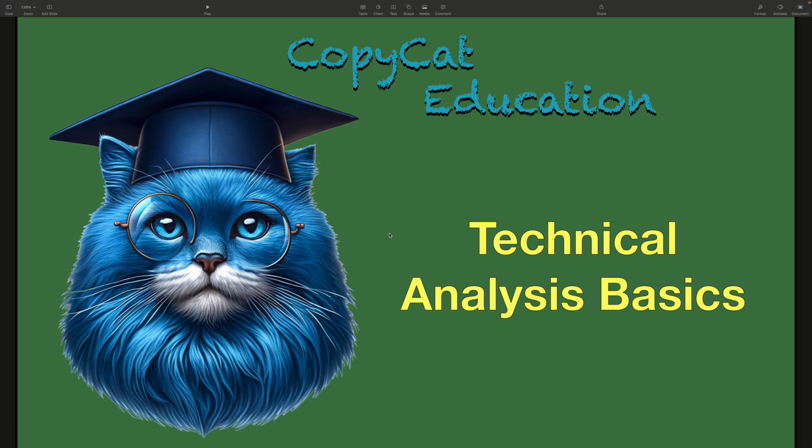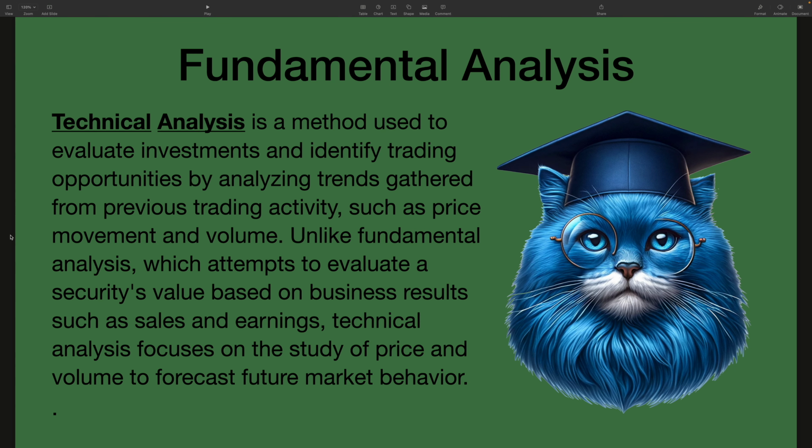Let's get to the definition of technical analysis. Technical analysis is a method used to evaluate investments and identify trading opportunities by analyzing trends gathered from previous trading activity, such as price movement and volume. Unlike fundamental analysis, which attempts to evaluate a security's value based on business results, such as sales and earnings, technical analysis focuses on the study of price and volume to forecast future market behavior.